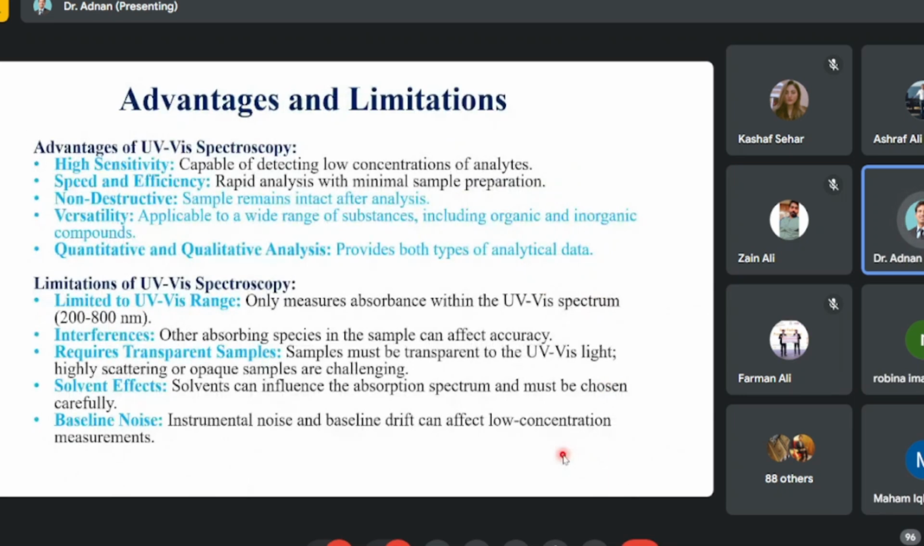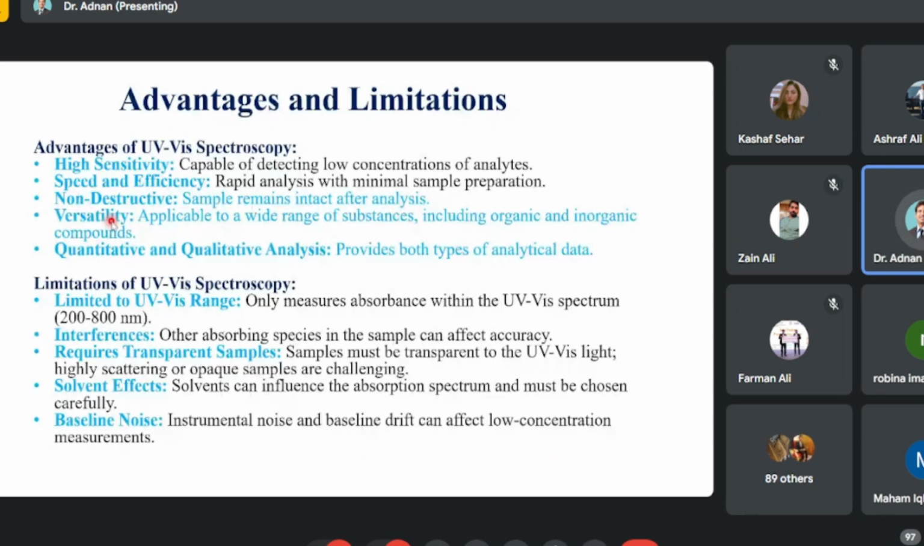UV visible spectroscopy has various advantages and limitations, among which some are listed here. The advantages of UV visible spectroscopy are it is highly sensitive, capable of detecting low concentration of analytes. It has speed and efficiency, where rapid analysis with minimal sample preparation is carried out. It is a non-destructive technique. Sample remains intact after analysis. You can recover the substance or the samples.